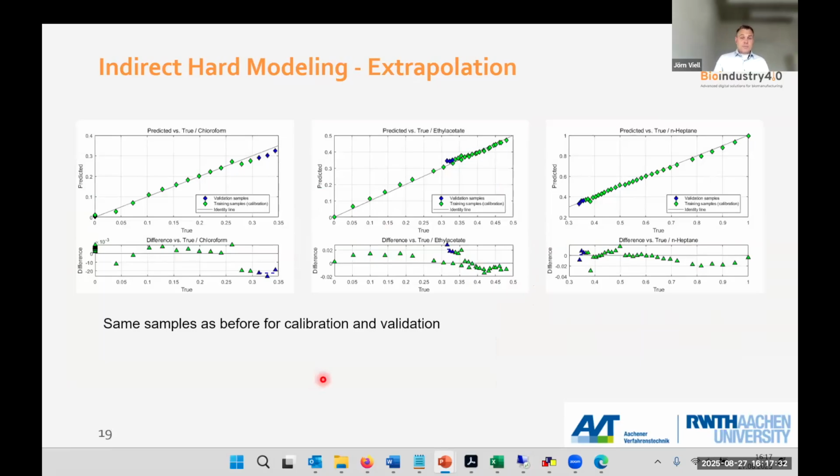IHM doesn't have this problem. Here we selected some validation samples as an extrapolation example, and since we have identified this calibration line, it can easily follow once again if you're outside of this calibrated range, because it simply relates to the physics of how the spectra are being generated.